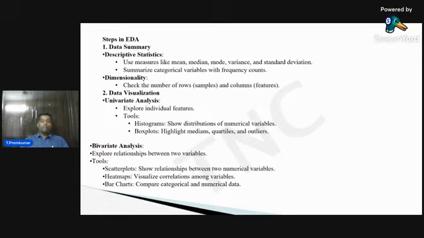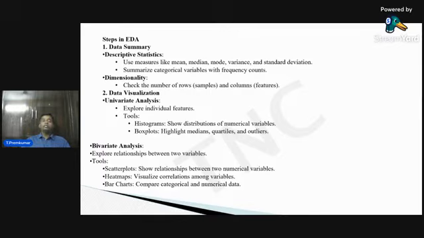When you talk about EDA, the first one is the data summary. Descriptive statistics use measures like mean, median, mode, variance, and standard deviation. After doing all the measures, we go for summarization and find out the critical variables which frequently count. And dimensionality checks the number of rows and columns, that is, the samples as well as the features.